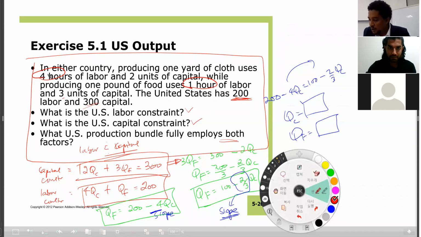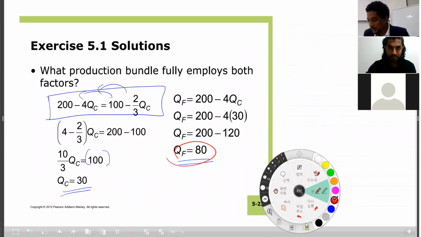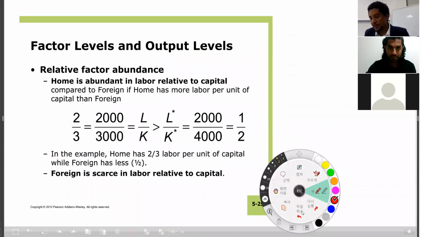So from this, 4 hours of labor for production of clothes, 1 hour of labor for production of food. This simply tells us that clothes is a labor intensive production, and this is capital intensive because 3 units of capital is required, but here 2 units of capital is required for clothes. So food is capital intensive again in this example. Okay, so here home is abundant in labor relative to capital because it has more labor to produce clothes.